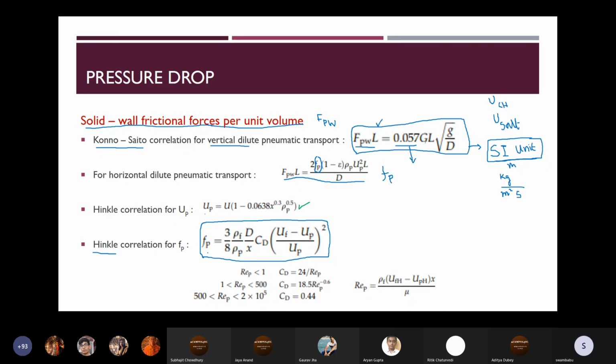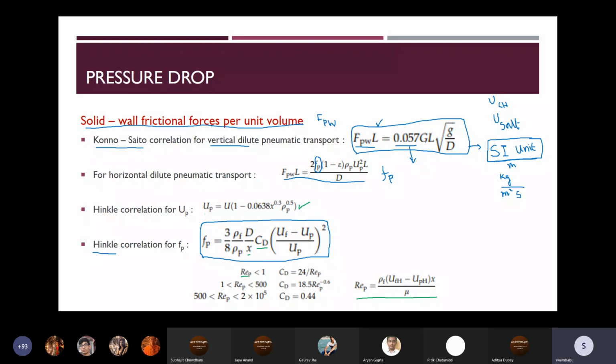Now here, the FP, the friction factor between solid and wall, has another unknown term called CD. Here, we have the density of the fluid, density of the particles, diameter of the pipe, diameter of the particle, X is the diameter of the particle, UF is the velocity of the fluid, UP is the velocity of the particle, but one unknown term is CD. CD is nothing but the drag coefficient. The drag coefficient can be estimated using these expressions. However, this is specific to the Reynolds number, REP. REP is estimated using this expression.